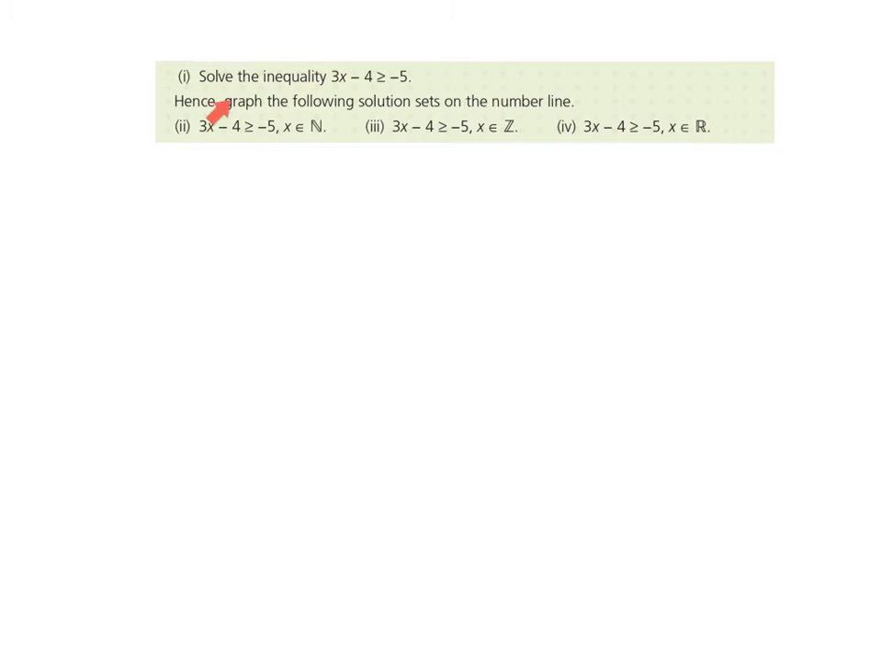So we can see here we're asked to solve the inequality 3x minus 4 greater than or equal to minus 5. Hence, graph the following solution sets on the number line. 3x minus 4 greater than or equal to minus 5, where x is a natural number. 3x minus 4 greater than or equal to minus 5, where x is an integer. And 3x minus 4 is greater than or equal to minus 5, where x is a real number. So you see the only difference between these three is one's natural, one's integers, and one is real. Alright, so let's try and solve this one.